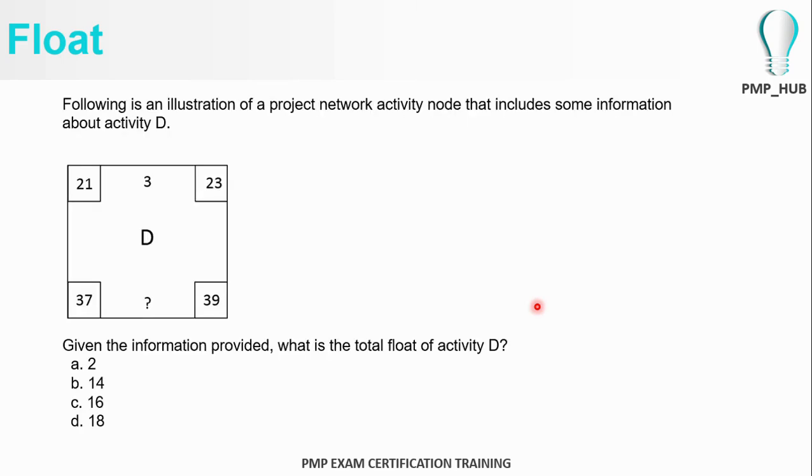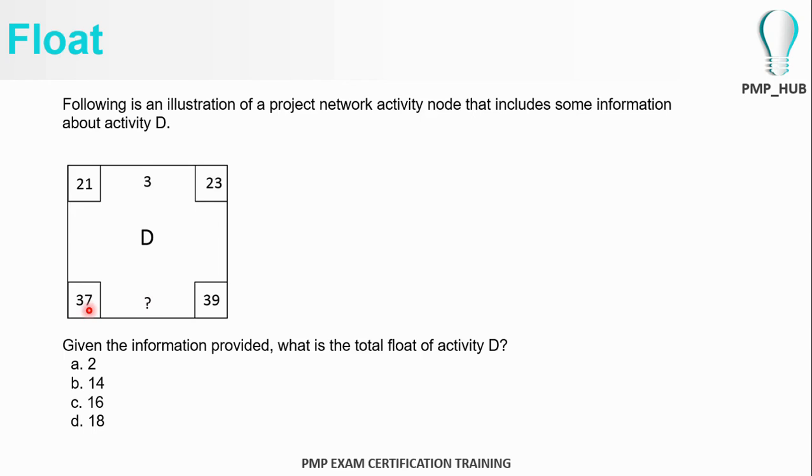Let's take an example. The following illustration is a project network activity, activity D, and it includes some information about activity D. So the earliest start date is 21 and the earliest finish date is 23. The duration of the activity is denoted here. The duration is 3 days for activity D. So you start on the 21st of the month and then 3 days, including the 21st day, it will finish on the 23rd of that month.